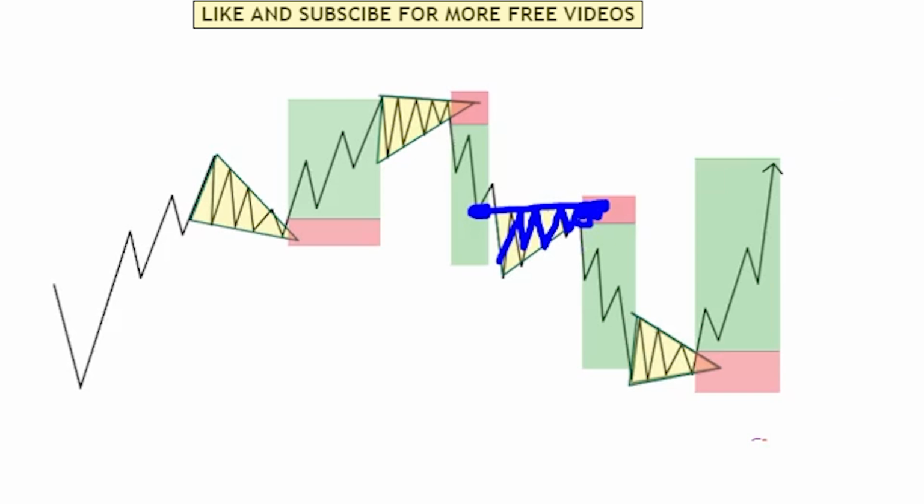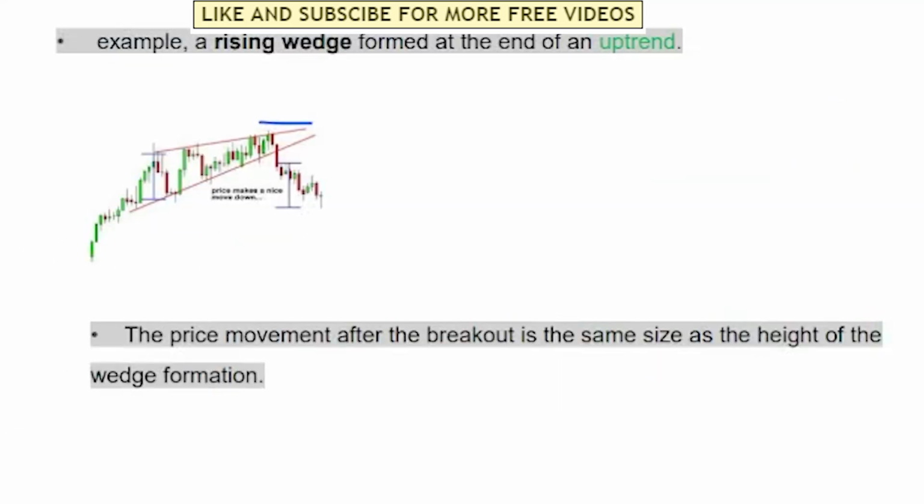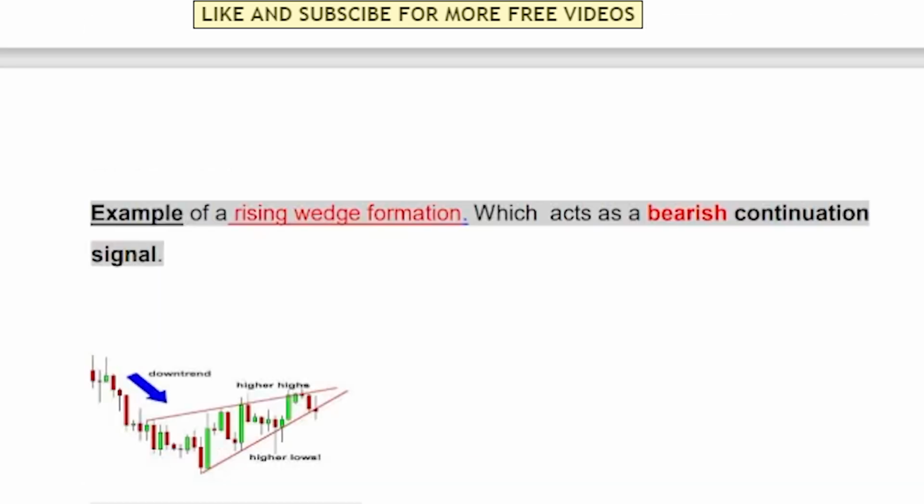Okay, so let's keep moving to our notes, and we explain more and get information on how we can use the wedges to enter the market and make money. Okay, so this is an example at this time, a rising wedge formation, which acts as a bearish continuation.